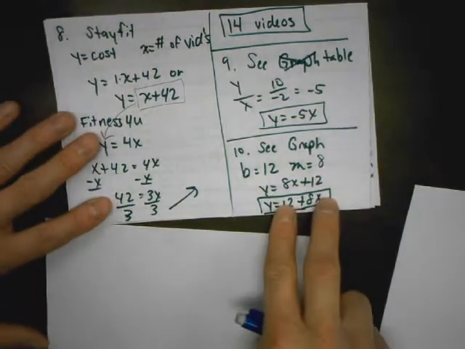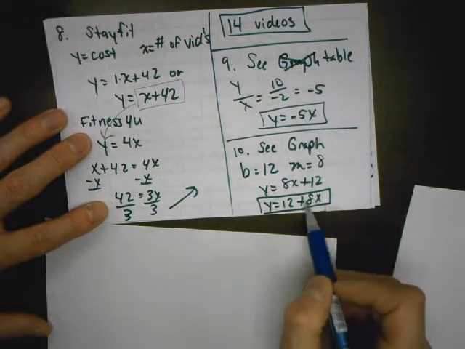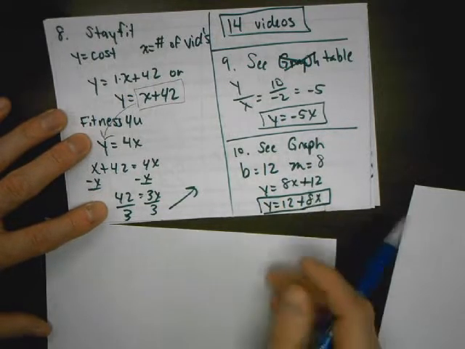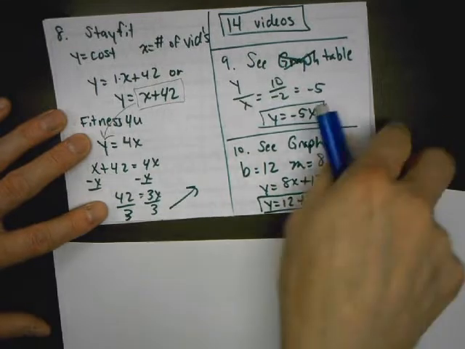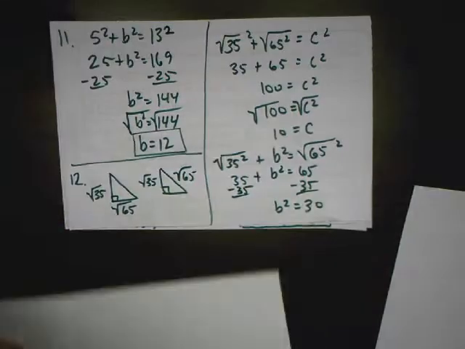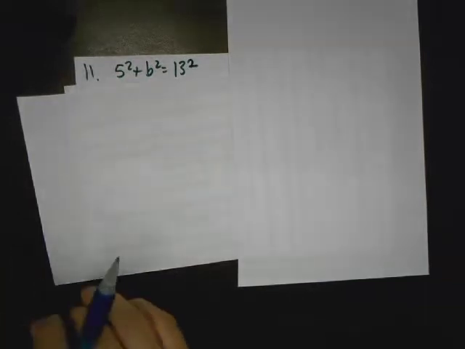Now, in the answers, sometimes they try to trick you by changing the order. Slope still has to go in front of x, even if they change the order here. Like you wouldn't put 12 in front of x because that's not the slope. That's the y-intercept.